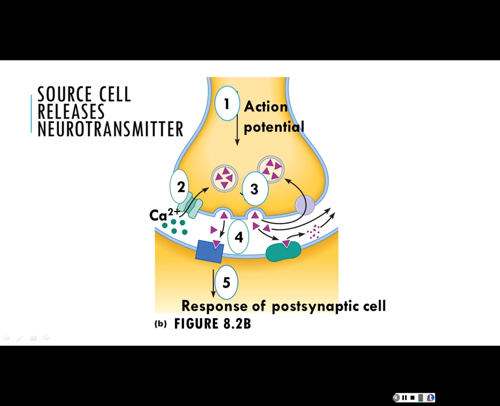So that causes the response within the postsynaptic cell. That depends on whether this is a nerve cell, a muscle cell, whatever, right? Depending on what it is, depending on the receptor, it can dictate what that cell does in response. What was 4 and 5? 4 is just binding of neurotransmitter to the receptor, and then 5 is the response within the target cell.